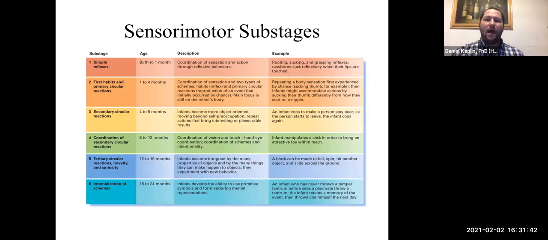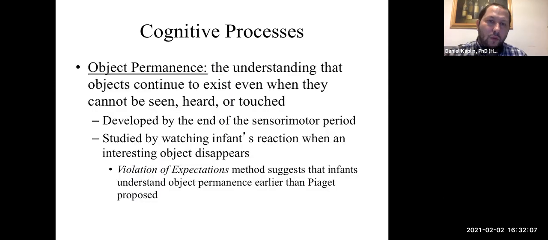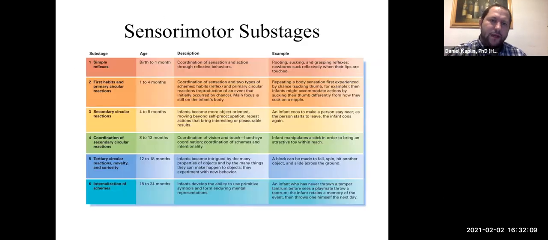All right. Now, within the sensory motor stage, there are 6 substages that go from simple reflexes to primary circular reactions, secondary circular reactions, coordination of secondary circular reactions, tertiary reactions, and internalization of schemes. Now, when we talk about this, I'm going to go through them because I think it's important.